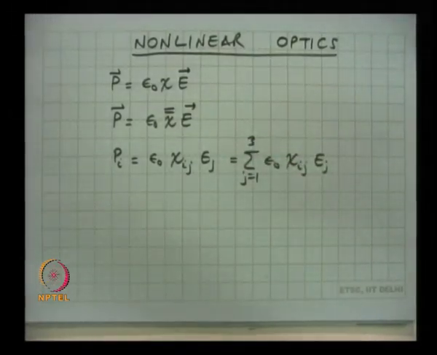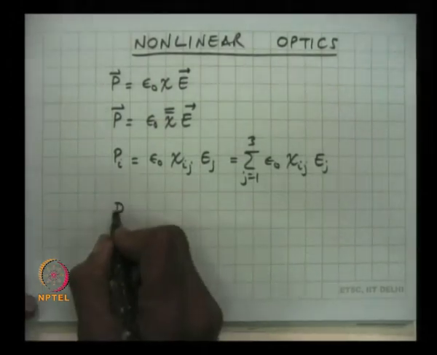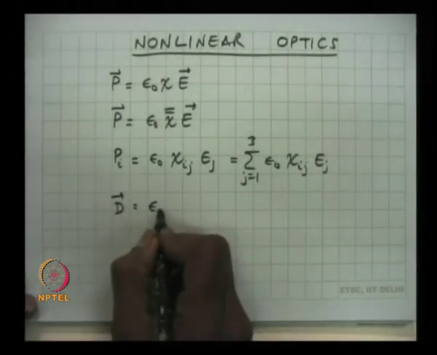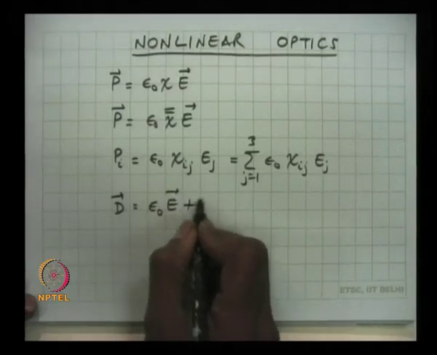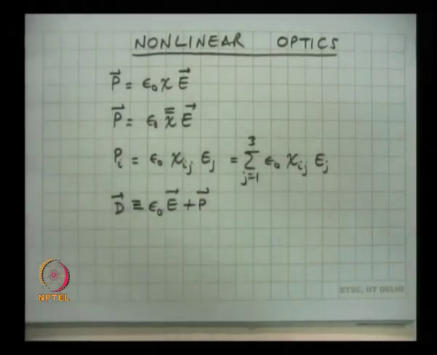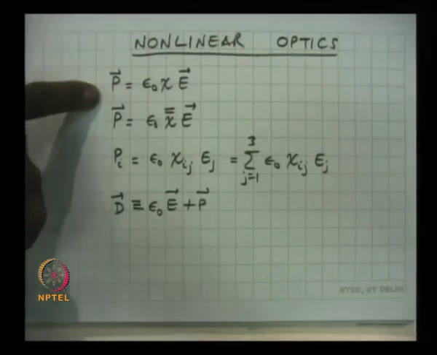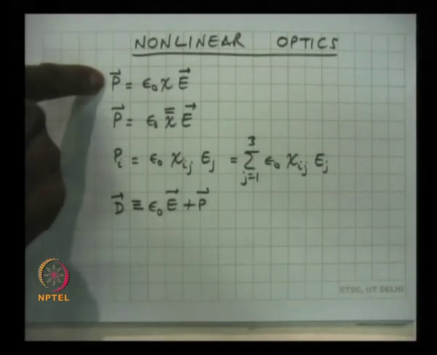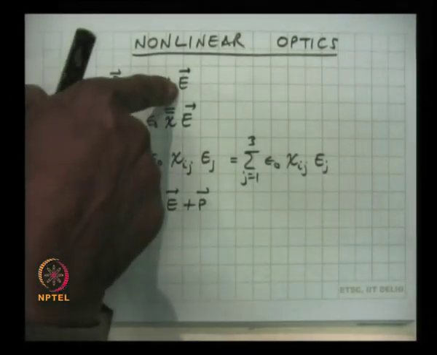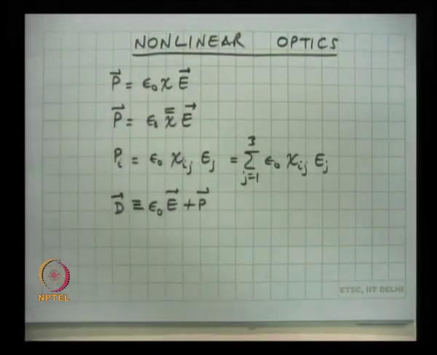Now, this is an equation representing the medium. Please remember, when I write D is equal to epsilon 0 E plus P, that is the definition of the displacement vector. There is no approximation in this. This other equation is an approximation. It relates how the medium responds to an applied electric field, and it is a linear approximation. I have retained terms up to E.